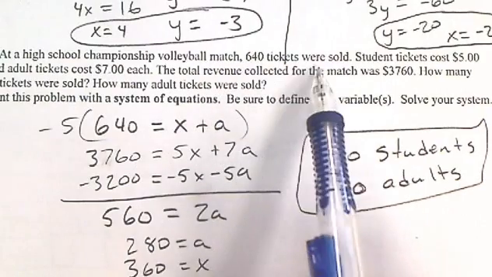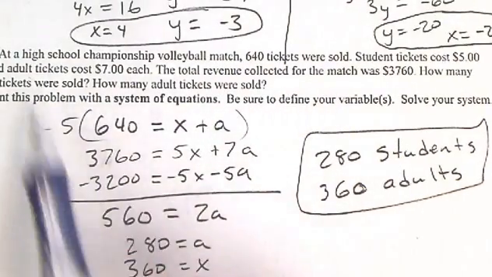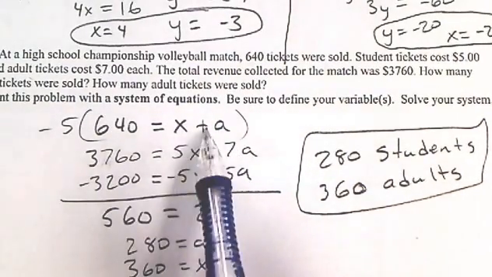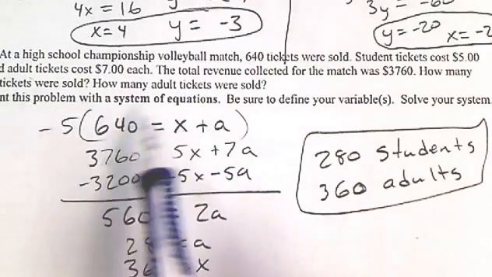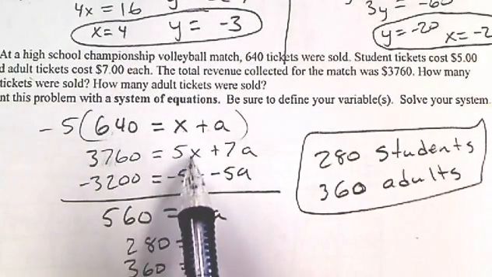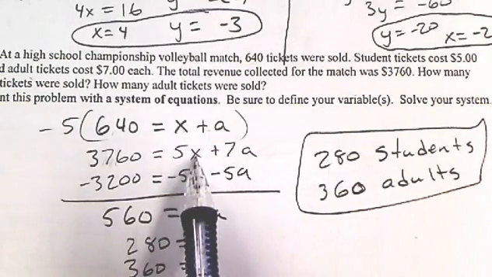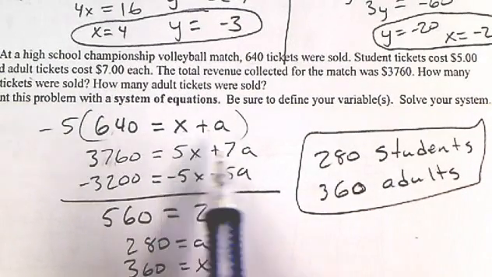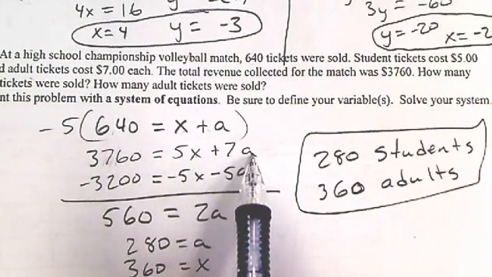There were 640 tickets sold. They were student tickets and adult tickets, so I went student tickets and adult tickets added together. Number of tickets plus number of tickets would equal number of tickets. So now I'm going to go money is equal to money plus money. It was $5 for every student, and it's $7 for every adult.